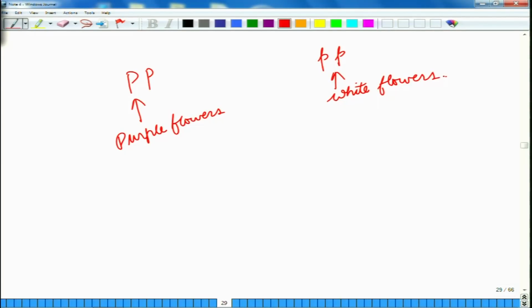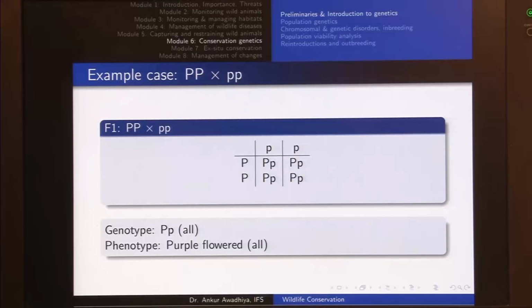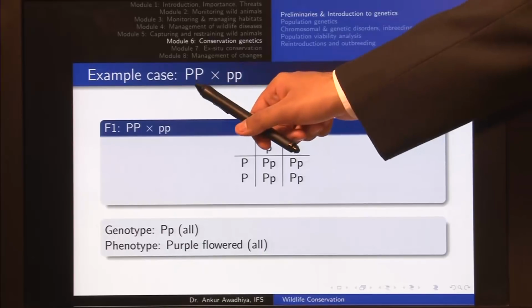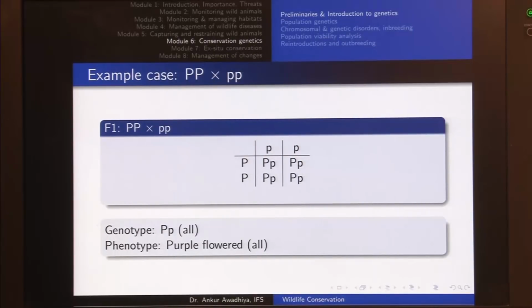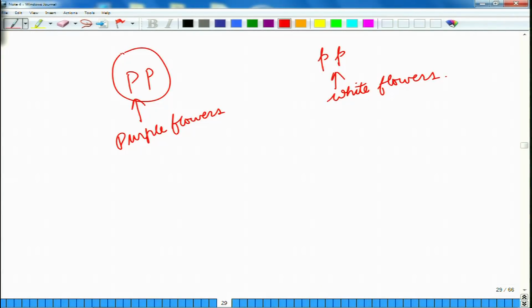And we are beginning with this example case in which we are assuming that both of these individuals are homozygous, which means that in the case of this capital P, it is homozygous. So both of these are capital P's. It is not a case in which there is one capital and one small. So we are starting with two homozygous individuals. Now when we do a cross between both of these, let us say that this one is a male plant and this one is a female plant.